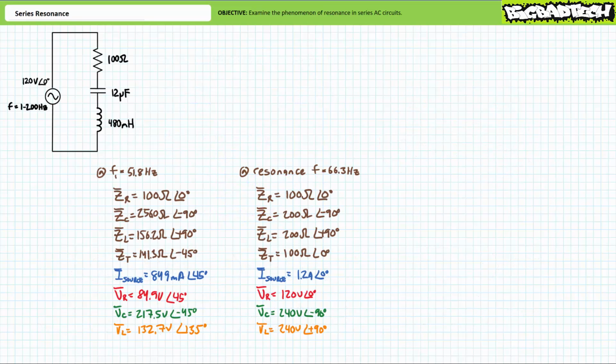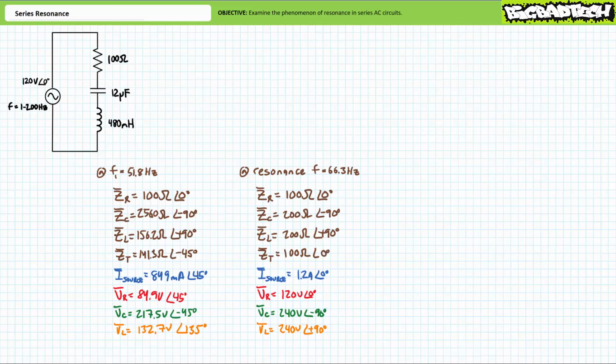For the lower half power frequency of 51.8 Hz, the complex impedance for the 12 microfarad capacitor will be 256 ohms at an angle of -90 degrees. The complex impedance of the 400 millihenry inductor will now be 156.2 ohms at an angle of positive 90 degrees. The total impedance will be the summation of ZR, ZC, and ZL. Substituting our given values yields a total impedance of 141.3 ohms at an angle of -45 degrees. Notice the negative angle indicates total impedance has a capacitive nature, as we might expect.